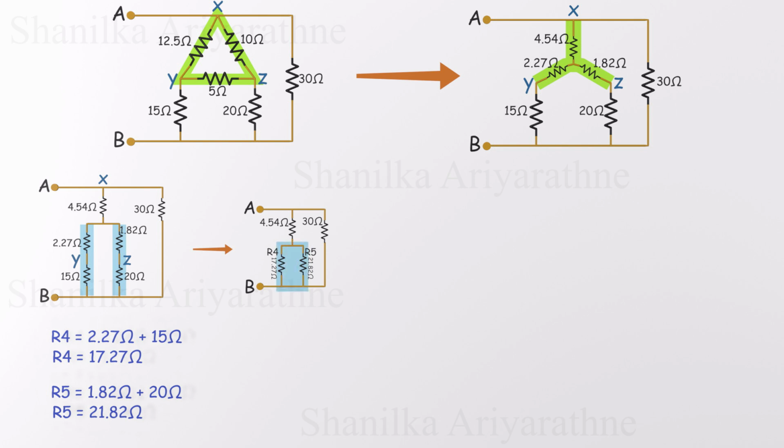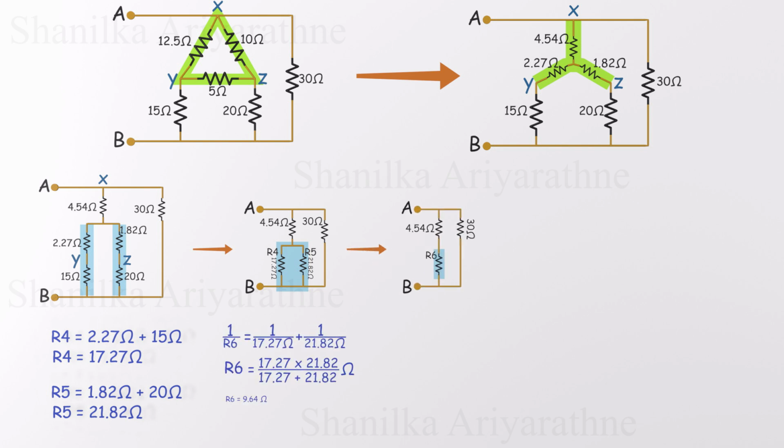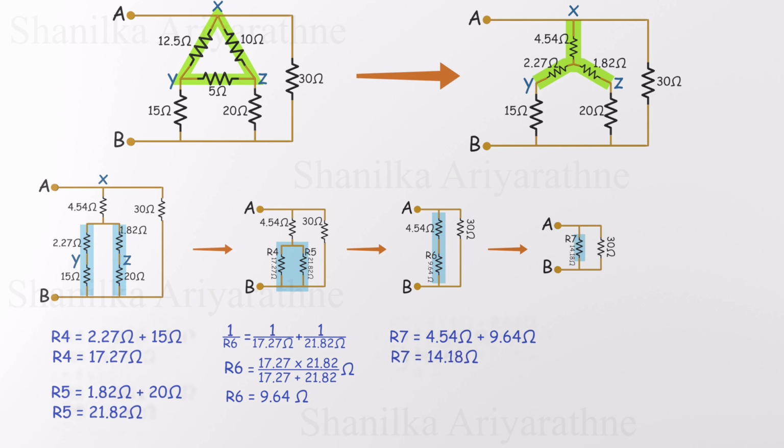Next, R4 and R5 are clearly connected in parallel. Solving that parallel pair gives us a new equivalent resistance. We'll call it R6, and its value comes out to 9.64 ohms. Moving on, R6 is in series with the 4.54 ohm resistor from the Y transformation. Add them together and we get R7 equals 14.18 ohms.